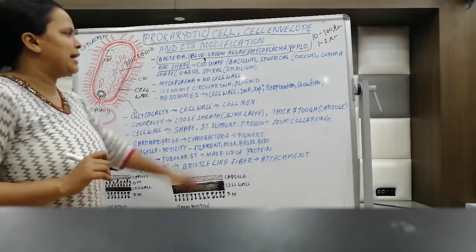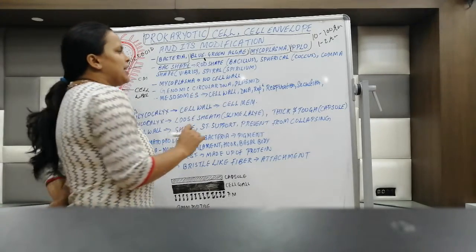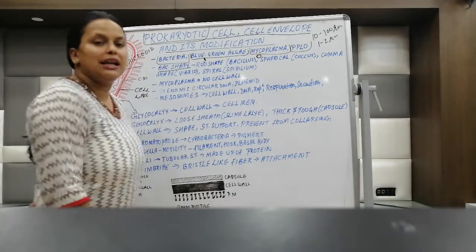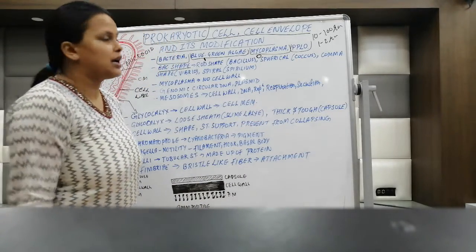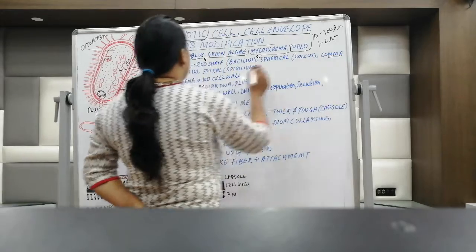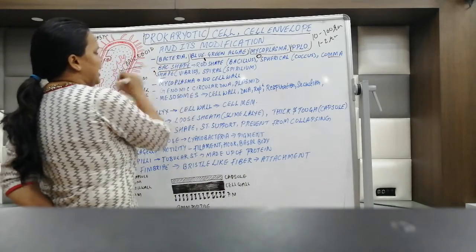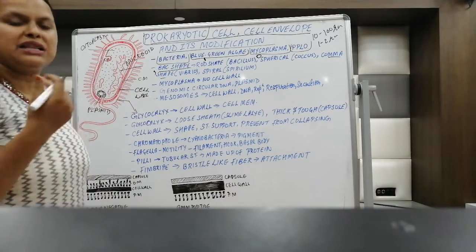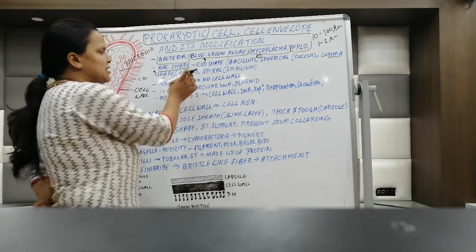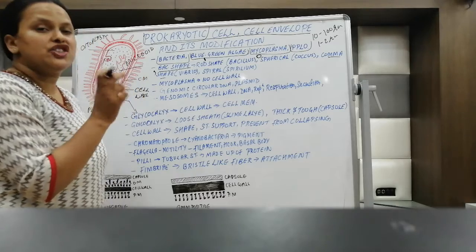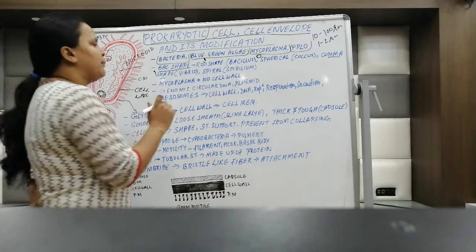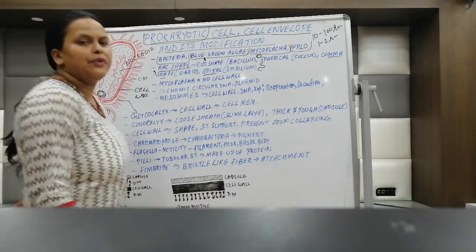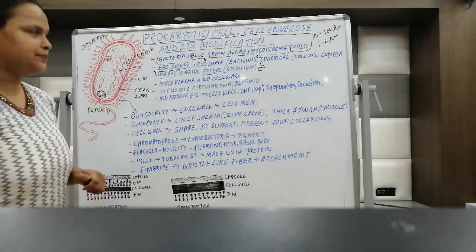Example E. coli, example some bacillus bacteria. Next is the spherical round shape, for example coccus like streptococcus and staphylococcus. Then is comma shaped bacteria, like Vibrio cholerae that spreads cholera. That is the example of the Vibrio or comma shape. Next is the spiral shape. They have spirillum, for example Rhodospirillum.